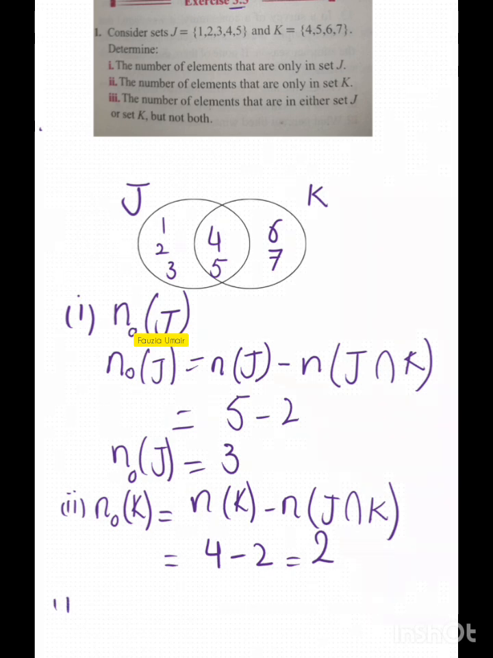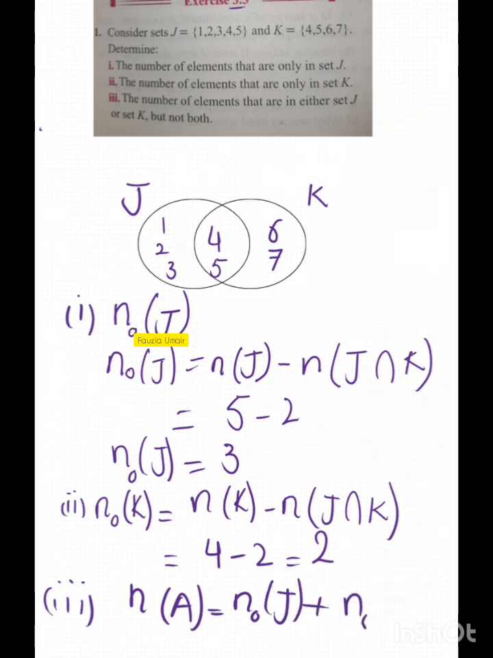So the third part is really interesting. The third part is saying the elements that belong to either set but not in the intersection. So there are two methods. One is, let me call it number of elements in set A. I am taking this as another set. So this is equal to the number of elements which are only in J plus the number of elements which are only in K. This is 3 plus 2. So a total of 5 elements.